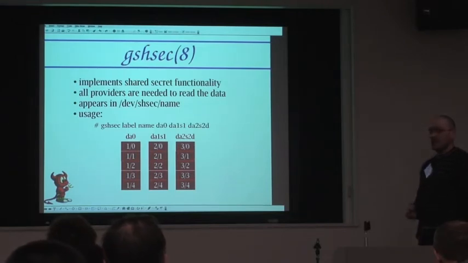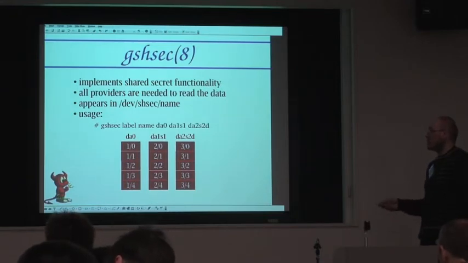I don't know about end users of this GEOM class, but it was easy to implement, and I wanted to give an example. This implements shared secret functionality. So if you have 3 GEOM providers, and you want to store some secret on them, you can use the G-shared secret class to split the secret across all the providers. So if one of the providers is missing, we can still read the data.